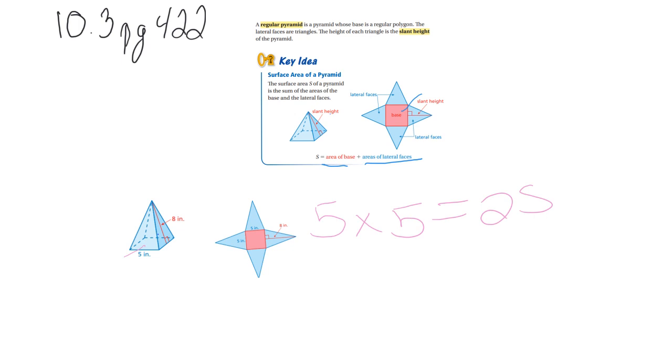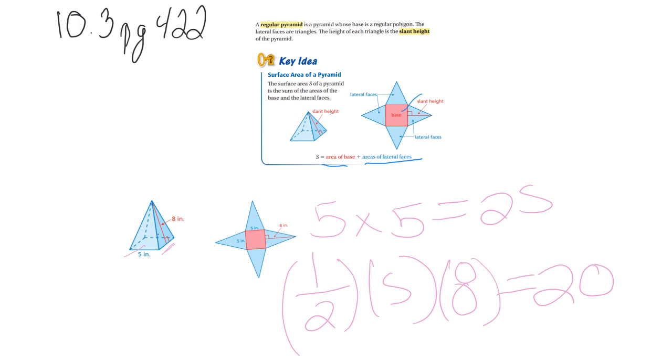Now we need to find the area of the lateral faces. So there are 4 of them, and they're all the same. So let's go ahead and figure out what one is. We know for a triangle, it's 1/2 times the base, which is 5. See here, 5, times the height, which is 8. We multiply that, we end up with 20. So one side is 20 and the base is 25.